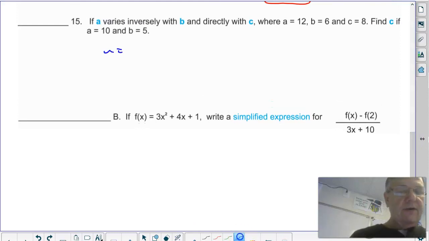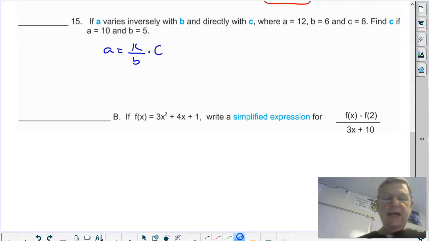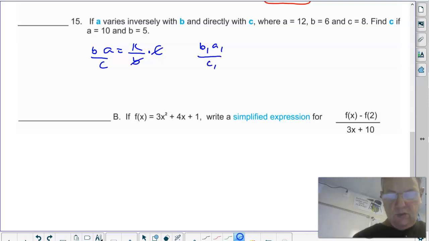So A varies inversely with B, but directly with C. Only one K here, not two Ks, just one K. All right, there's our formula. Now again, I can solve for K, but I'm going to do this one with the proportion method. So let's multiply by B and divide by C, and therefore B1 A1 over C1 equals B2 A2 over C2.